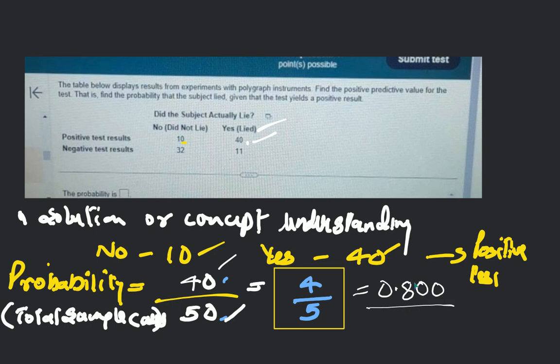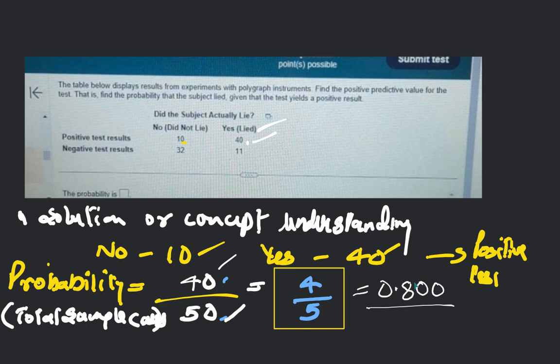Wow, you know how to break it down. It's a simple calculation. You can do it on the calculator as well. It's not that big. So my answer will be 0.800. Yeah. Okay.